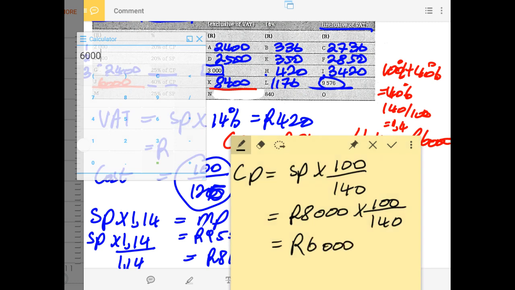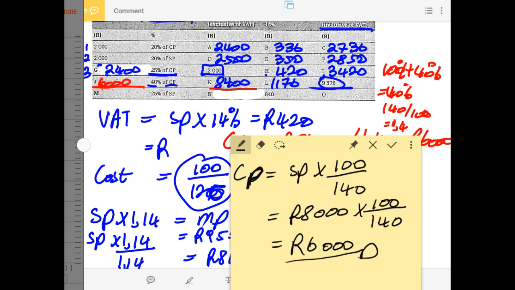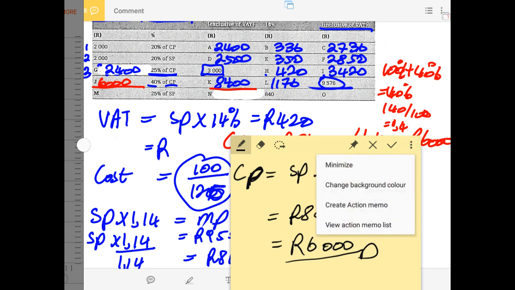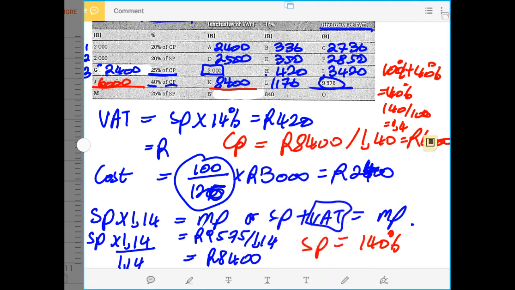Then now this gives me 6,000 rands as the cost price. So now all my figures are correct. Sorry for the mistake. I think I've been explaining for a long time, then the brain is also getting tired. So now we can prove that cost price is 6,000. And we know that the cost price of 6,000 is 100%, and the selling price of 8,400 is 140%. Please take note of that at all times.